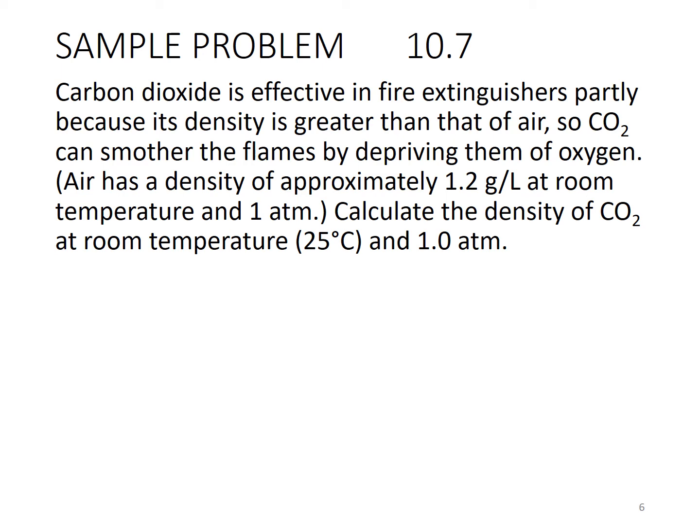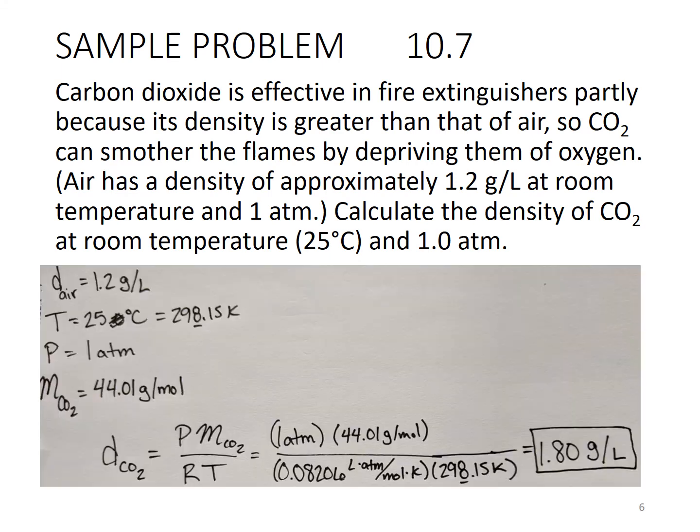All right, so the density of air is 1.2 grams per liter. Temperature is 25 degrees Celsius, so that is 298.15 Kelvin. Pressure is 1 atmosphere. And we also are going to need the molar mass of CO2, and that's 44.01 grams per mole. So this is our setup. We could use that equation from the prior slide: density equals pressure times molar mass divided by RT. You plug that in, and you should get about 1.8 grams per liter. So here we're seeing a density just a little bit more dense than air. So that's how we would go about doing that.